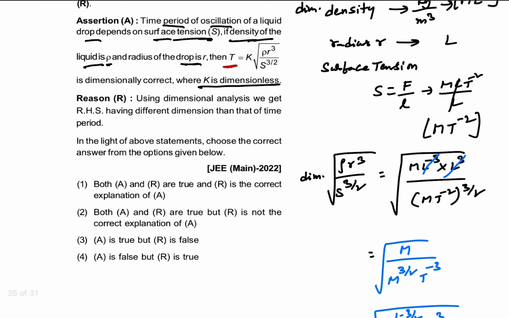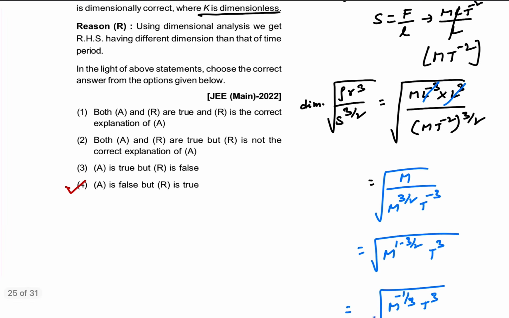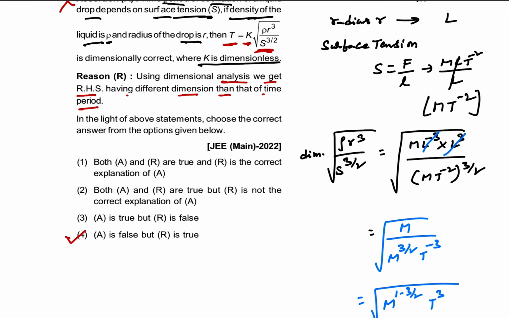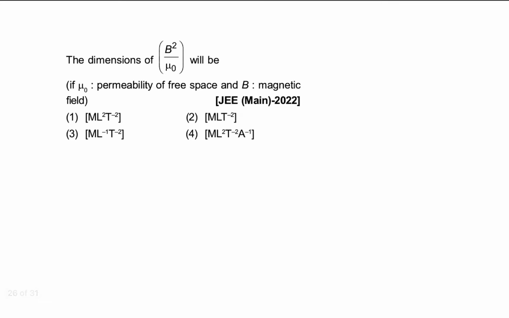So whatever relation they have told, that the time period of oscillation T is equal to some dimensionless constant into under root of rho r cube by S to the power of 3 by 2, this assertion is wrong. So where is the assertion wrong? Fourth option, A is false. But you will see whether the reason is correct or wrong. Using dimensional analysis, we get the RHS having a different dimension than that of the time period. Obviously, the right side, under root of rho r cube by S to the power of 3 by 2, has different dimensions. So R is true and A is false. Okay, option 4.